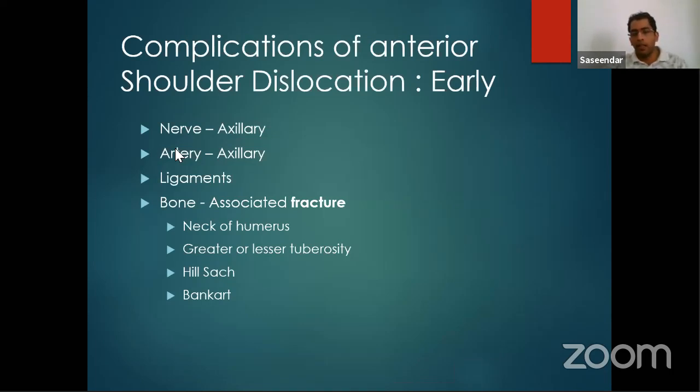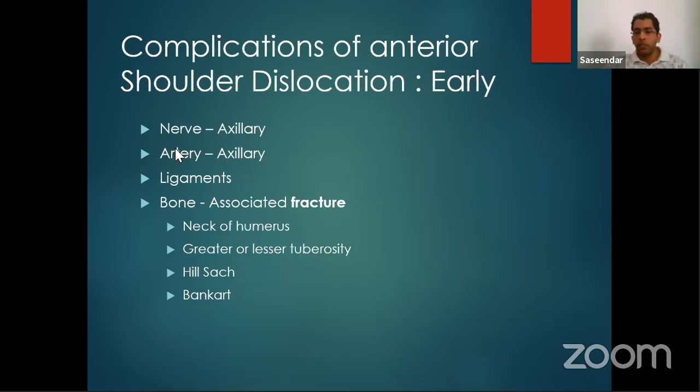Okay, so you can have a lot of complications either because of the actual injury, that is the dislocation, or iatrogenically because of your procedure. So you can have nerve injury. Most commonly it is axillary nerve injury or axillary arterial injury. There can be ligament tears. Almost always it happens with a ligament tear, except when it is on the epileptic side, or except when the capsule is already lax. Most of the time it is the anteroinferior glenoid labrum that is torn, along with the middle or inferior glenohumeral ligament. Sometimes there can also be fracture of the inferior glenoid.